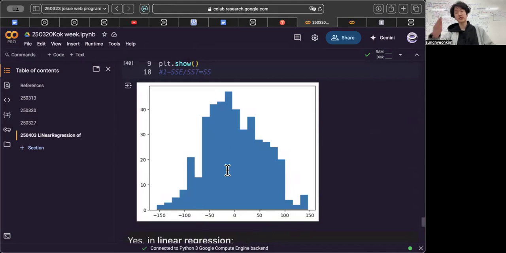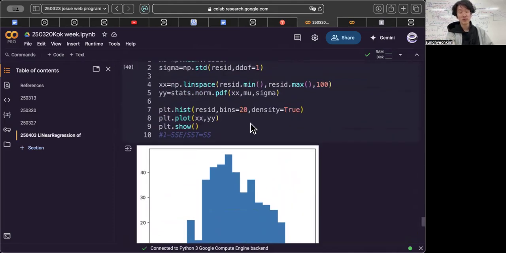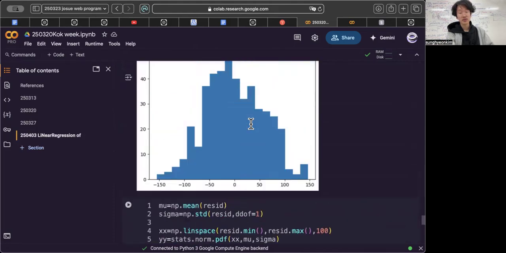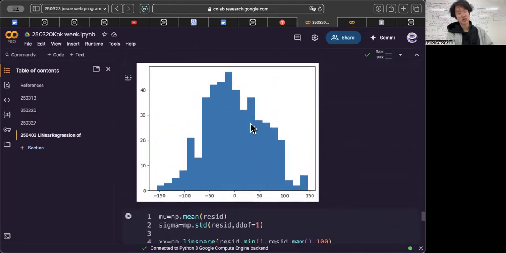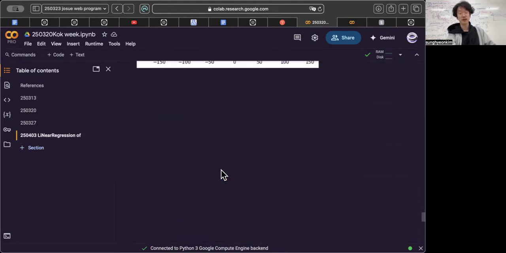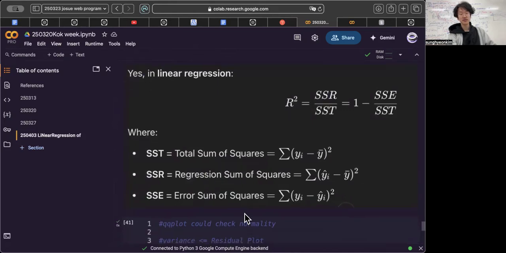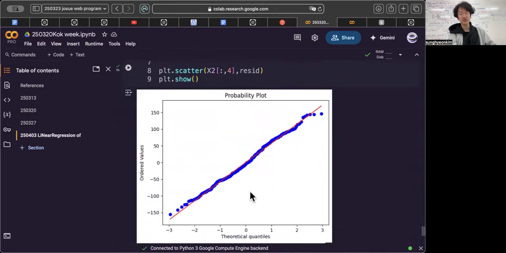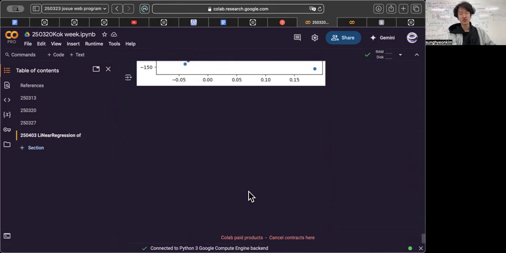And we can make a histogram. Based on the histogram, using the residual between the predicted values, we can make a histogram. And this is SSR. And this is a QQ plot using quantile and percentile.